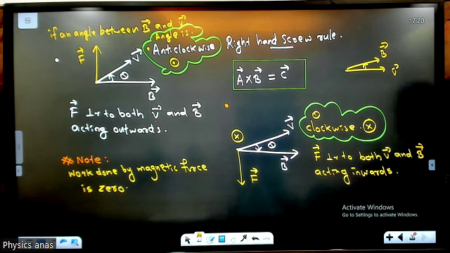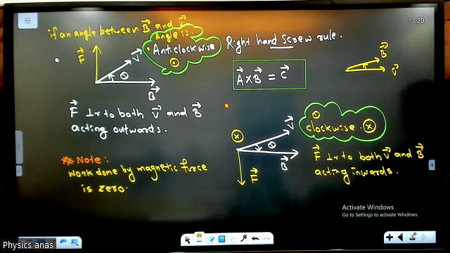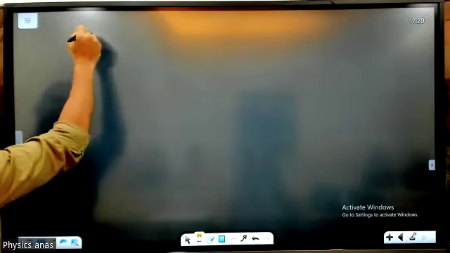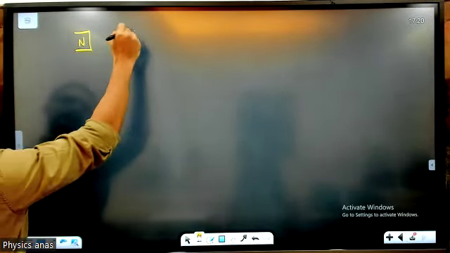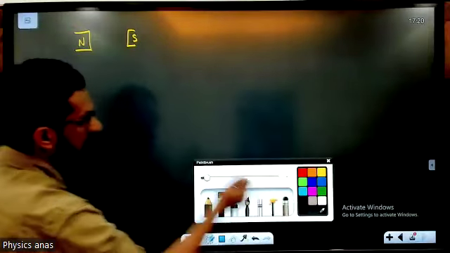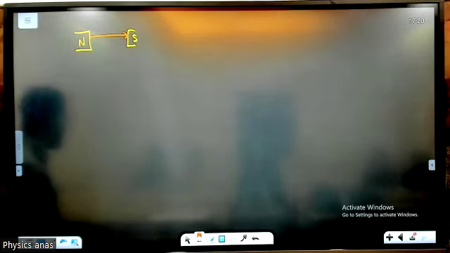If you have a magnetic field and you take a conductor and supply a voltage to it, and bring that conductor inside the magnetic field, there will be a force acting on that conductor. There will be a magnetic field here, from north to south.